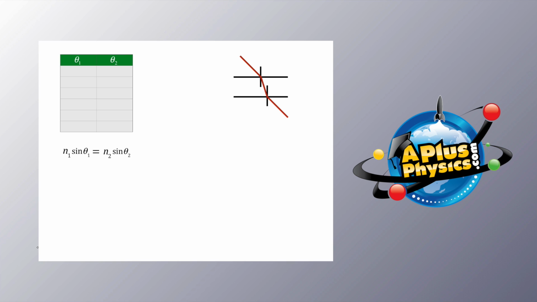N1 sine theta 1 equals N2 sine theta 2. N1, the air side, is equal to 1. The index of refraction of air is 1, so we can replace N1 with 1. And 1 sine theta 1 is just sine theta 1. So that formula simplifies a little bit. And now I'm going to rearrange this to solve for N2. N2 must be sine theta 1 over sine theta 2.